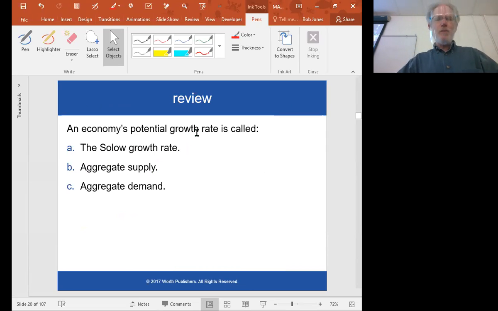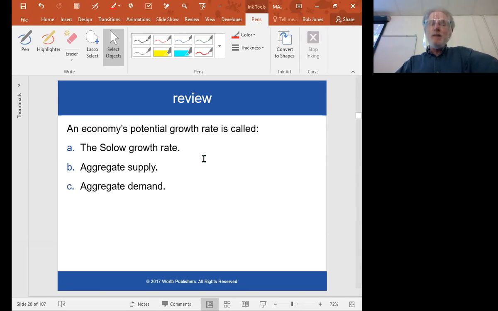Okay, to review, an economy's potential growth rate is called solo growth, aggregate supply, aggregate demand. Which one is it? It's the solo growth rate, right? It's like so many things in economics, sometimes we have multiple terms that mean the same thing. Long run growth rate, solo growth rate, potential growth rate mean exactly the same thing. So just keep that in mind.